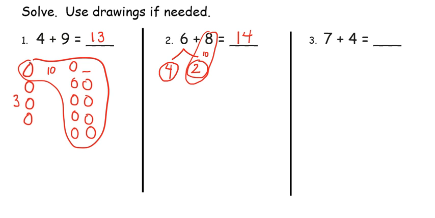I can do the same process on this last problem. I have 7 plus 4. I can decompose the 4 into 3 and 1. The reason I chose to break it into 3 and 1 is that 3 allows me to make a 10 with my 7. So now I have 10 plus 1. That equals 11. That tells me that 7 plus 4 also equals 11.